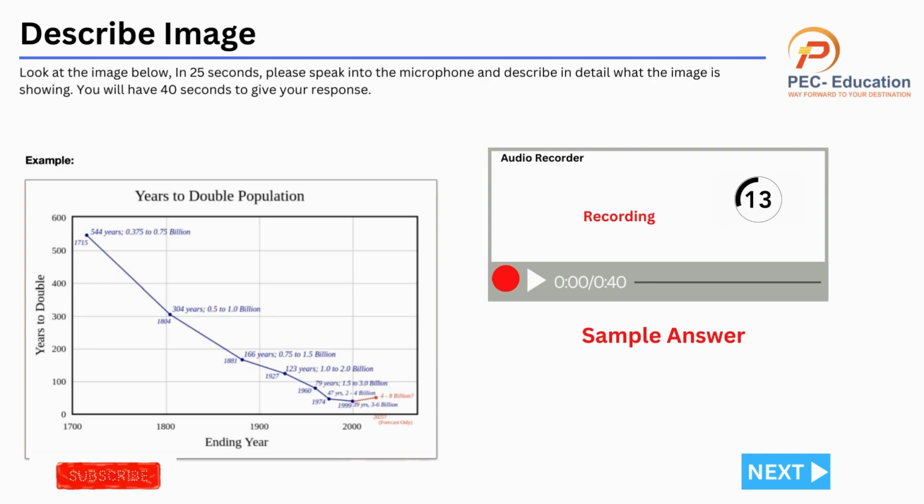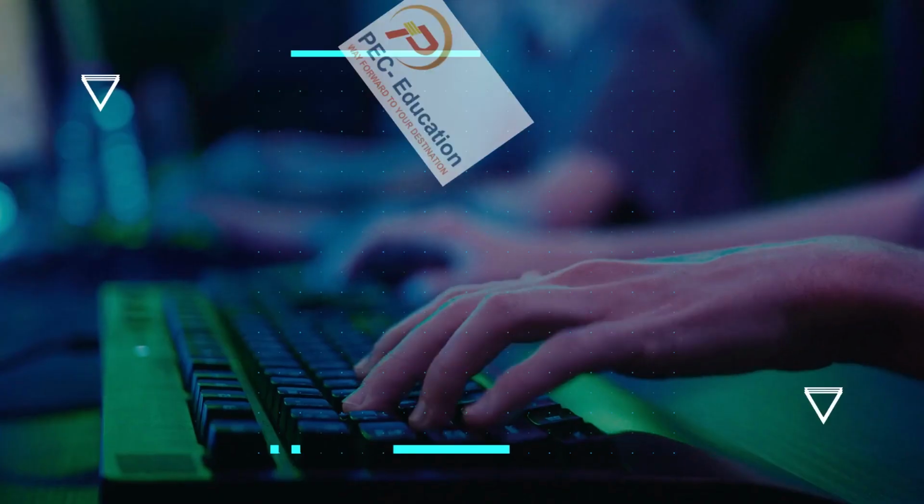So, the prediction says the doubling time may increase in 2025.